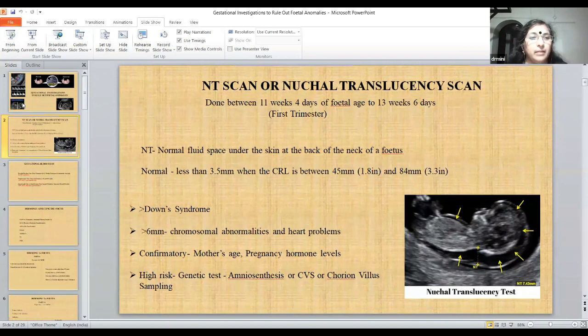We can do a scan before this to confirm whether a fetus is there or not, but the confirmatory or diagnostic scan is called an NT scan, and it is taken in this period. NT or nuchal translucency means the normal fluid space under the skin at the back of the neck of a fetus. It is shown in this figure. In this picture, here is the space, the fetus and the skin.